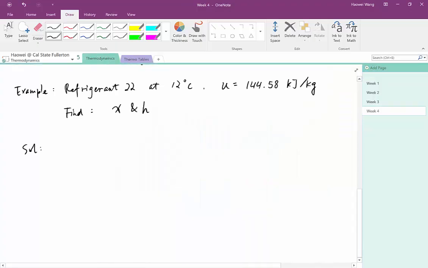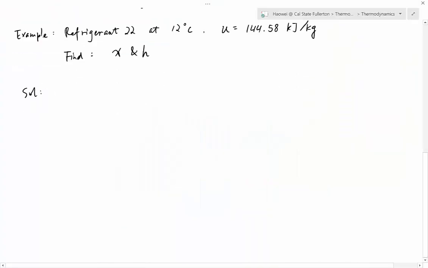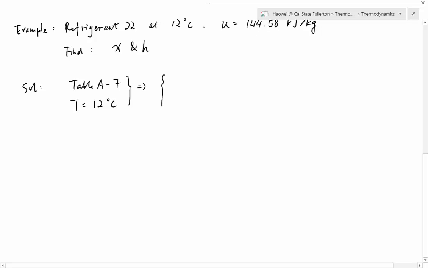Okay, so that's what I'm gonna do. I will go back to the notes and then I'll write down the properties. We went to table A7. We started from temperature equal to 12 Celsius. And from the table, we found the following properties. First one we found was uf, lowercase uf, 58.77. Don't forget the unit.